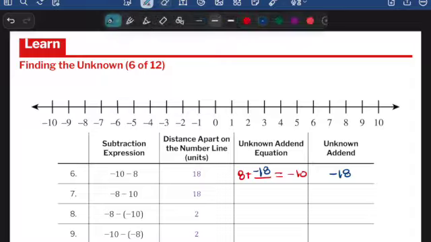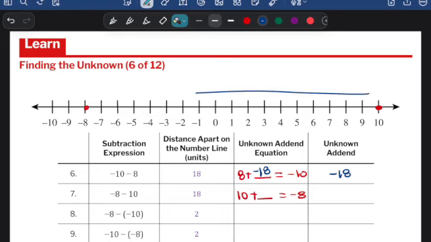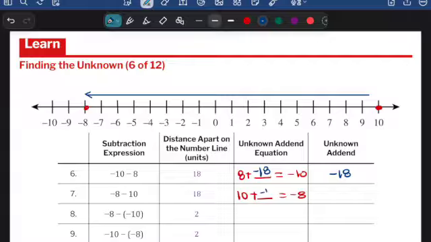For the next one, we have negative 8, and then we're going to positive 10. The distance is still 18. Let's write our unknown addend equation. If I'm starting with 10, what do I add to end up at negative 8? Again, I'm starting at 10. I have to go to the left to get to negative 8. So my unknown addend should be negative 18.